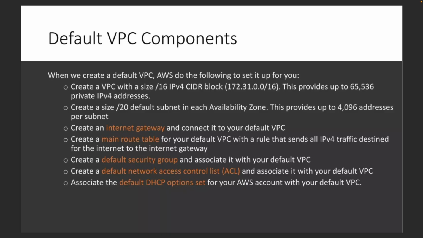Sixth, it creates a default network access control list, also known as the NACL, and associates it with your default VPC. NACLs provide an additional layer of security at the subnet level. Finally, it associates the default DHCP options set for your AWS account with your default VPC. DHCP handles automatic IP address assignments and other network configurations.